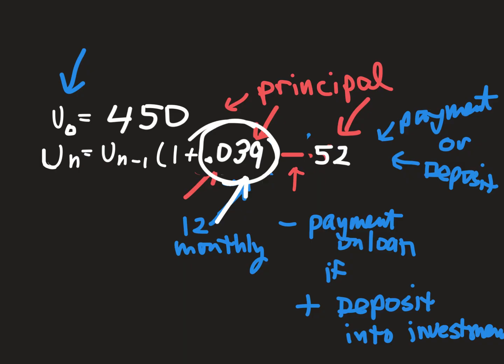Okay, and then how much were the payments you were making? $50. And was it an investment or was it a loan? What did they say? Investment. Then I should put a plus right there. All right. Now we're started.